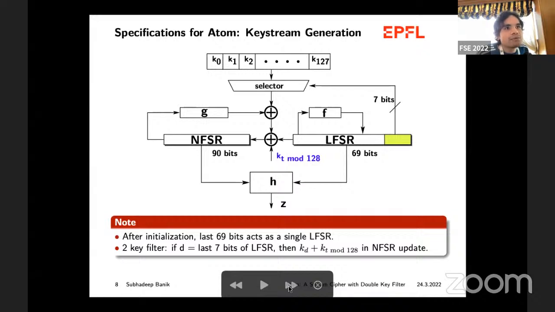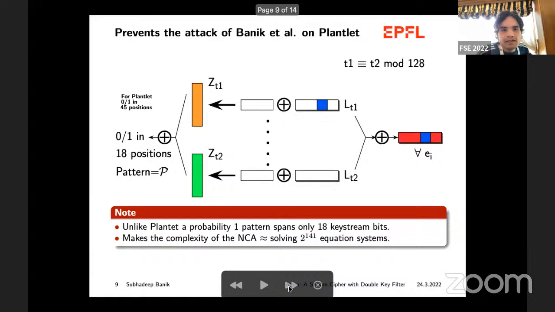In the paper, we argue why both the key filters are necessary to guarantee security. The first, K of D filter, is necessary to prevent the near collision attacks that were proposed against Plantlet, which had a similar structure. A near collision attack basically leverages the fact that two internal states with very low Hamming difference produce key streams that are heavily correlated. By using this, the attacker can use algebraic techniques to recover the state from the key stream.